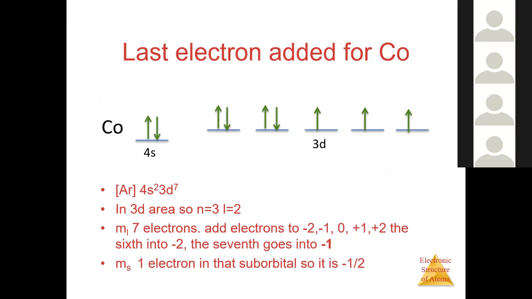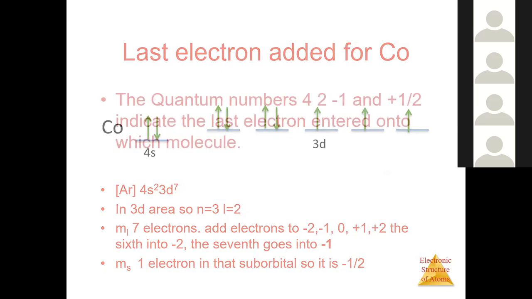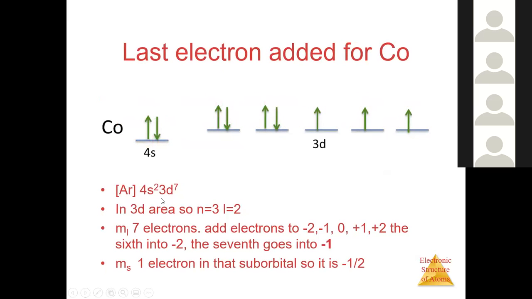So Joe, what is my n? 3. My L? 2, because we're in the d electrons. Yes. Okay. Now we're dealing with my m sub L: -2, -1, 0, +1, +2. Where was the electron added last? -1. First or second electron in that suborbital? Second, so it's -1/2. Okay, so we have 3, 2, -1, -1/2.